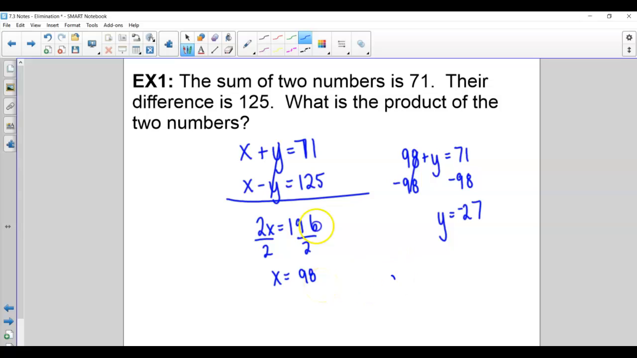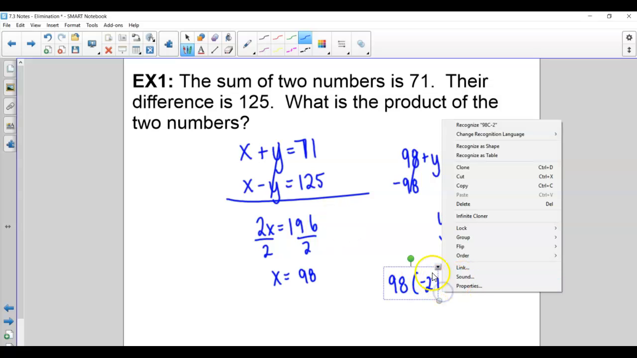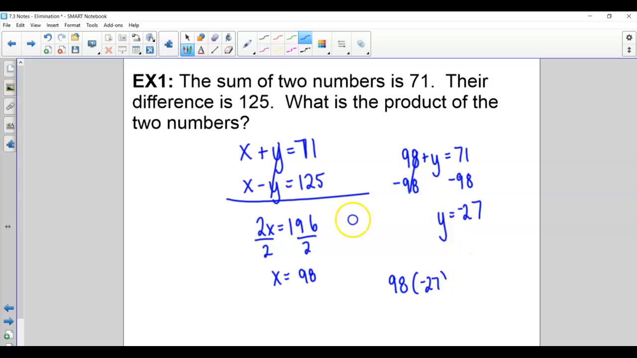So you're going to do 98 times negative 27. Somebody do that for me. What do we get? Negative 2646. Oh, sorry. Better. 2646. Is that right? Okay. Questions?